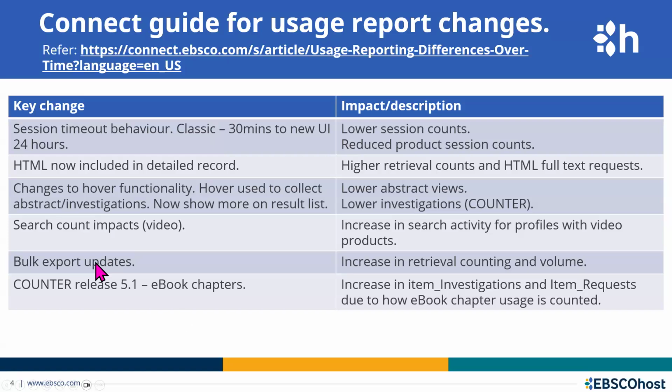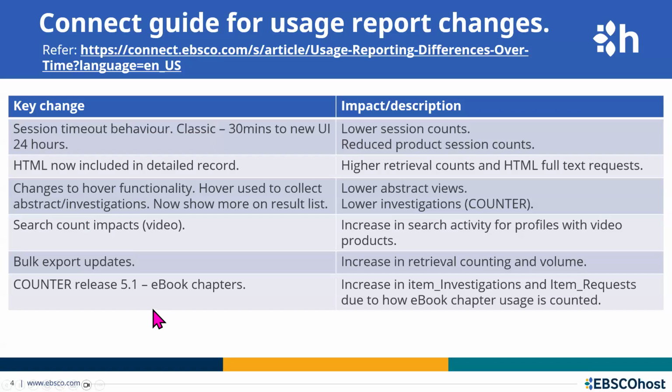The other thing that's also been a change is the bulk export. So historically with the bulk export, and this is a setting that is optional, you can include an option to email up to 25,000 records to import into your bibliographic manager. In the classic version, we never counted these, but in the new UI, these will be counted as retrievals. So you might notice an increase in retrieval counting and volume.